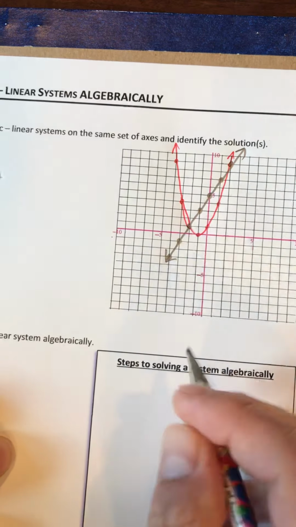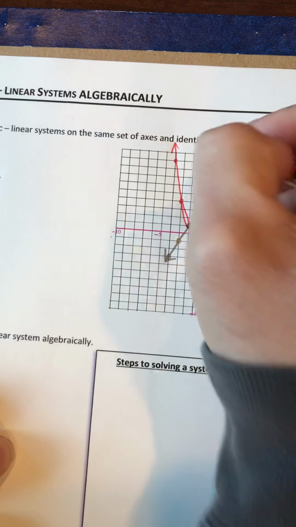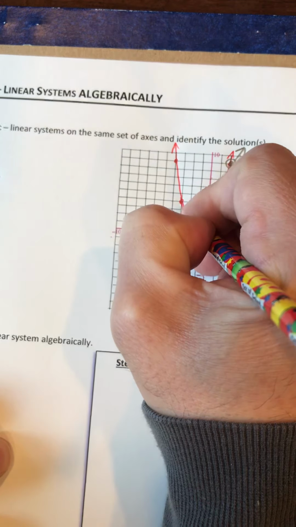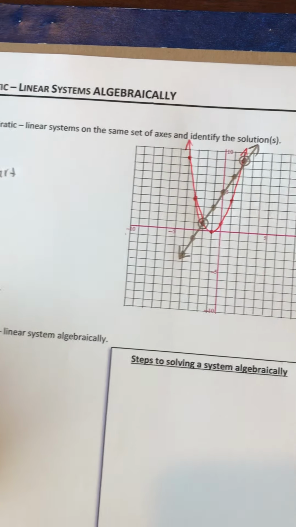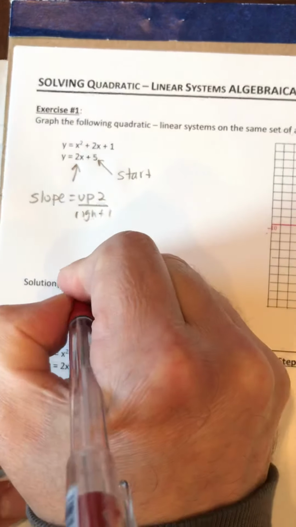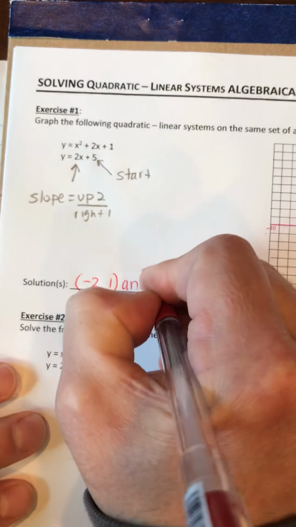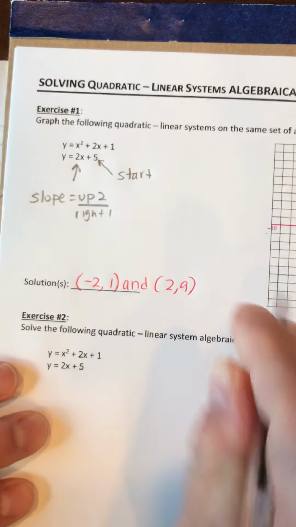Remember, the solution is where these two cross. So they cross up here and down there, which is at -2, 1 and 2, 9. These are our solutions.